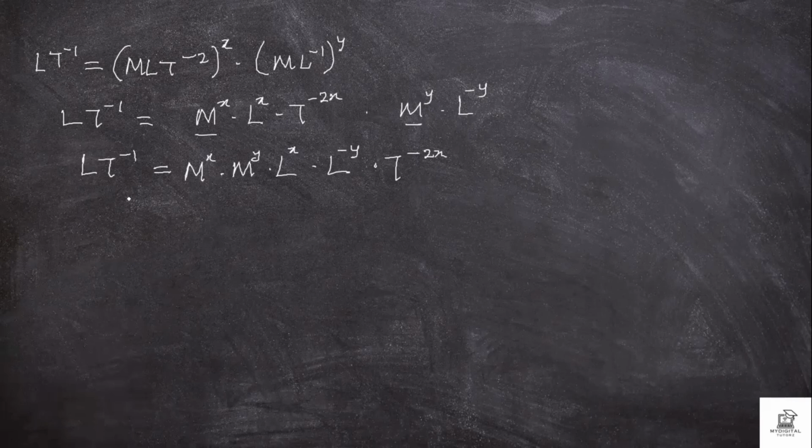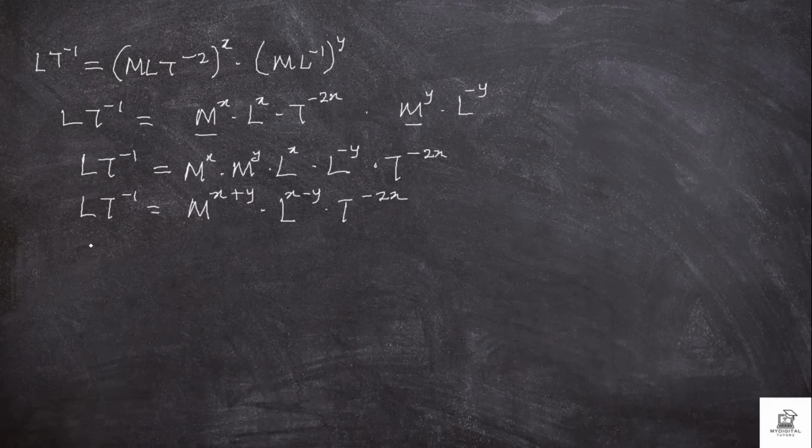So the same thing, using law of indices, here is T L T^-1 is equal to M raised to power x, because it's times, we add the power x plus y. So the same thing goes to L. You have L raised to power x, because it's times, we are going to add x plus minus y gives us x minus y. Then the next thing is T raised to power minus 2x.